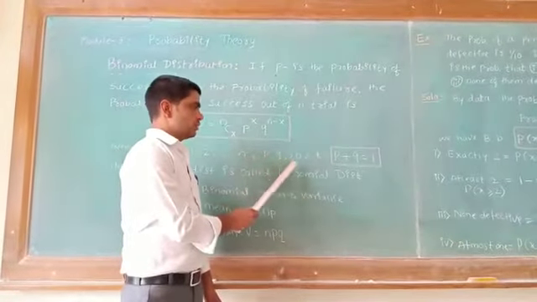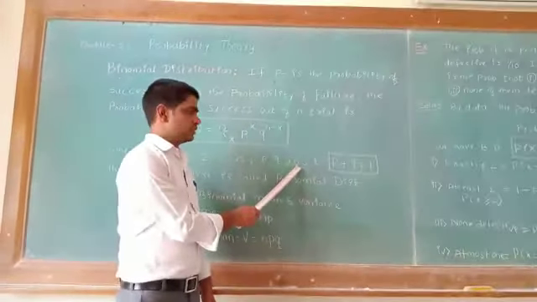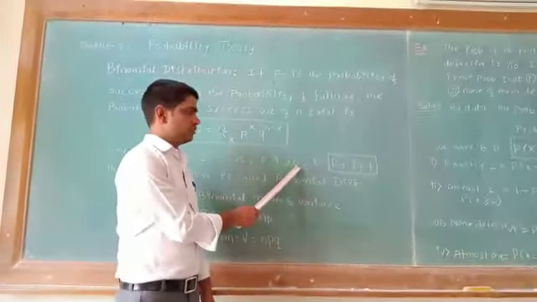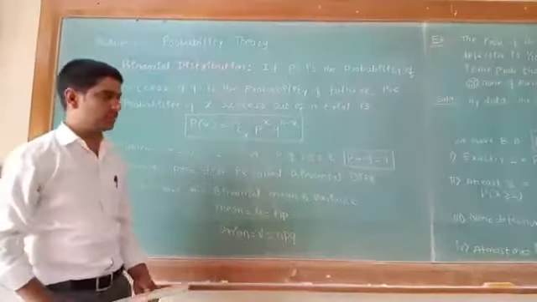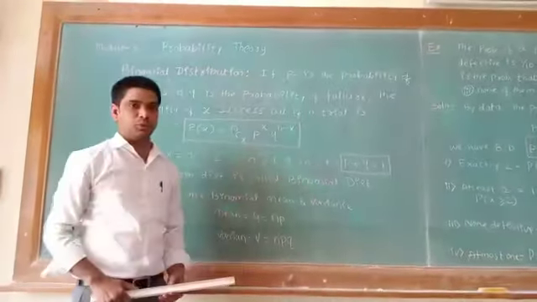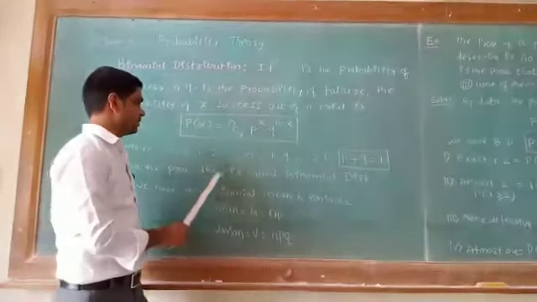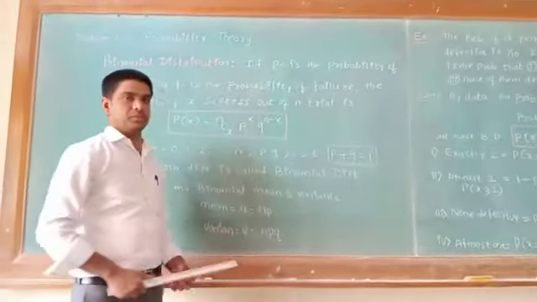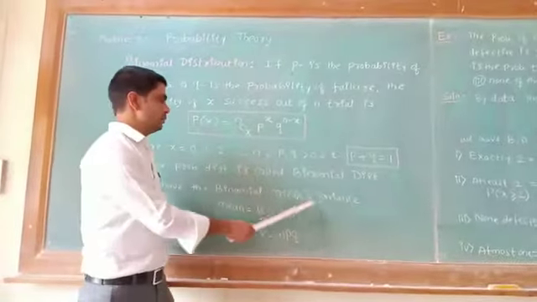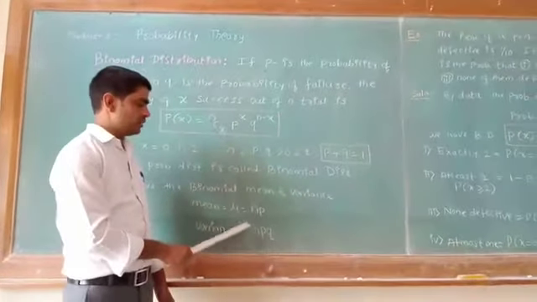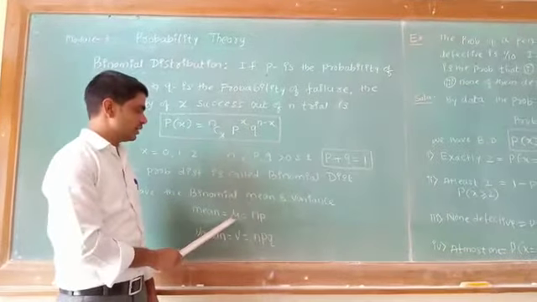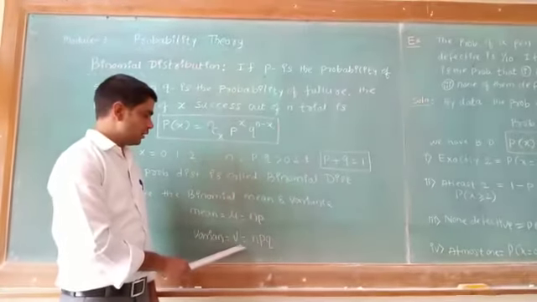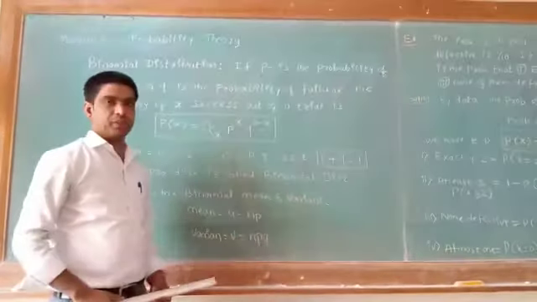P and Q are always greater than 0. Success and failure are always greater than 0, such that P plus Q is equal to 1. That is, success plus failure is equal to 1. Always this condition should be satisfied, and P and Q are always positive numbers. Then the probability distribution is called a binomial distribution. Then we can derive the binomial mean using this equation. We get the binomial mean as np, and variance as npq.